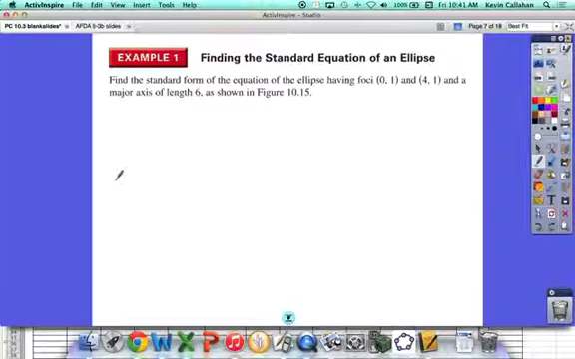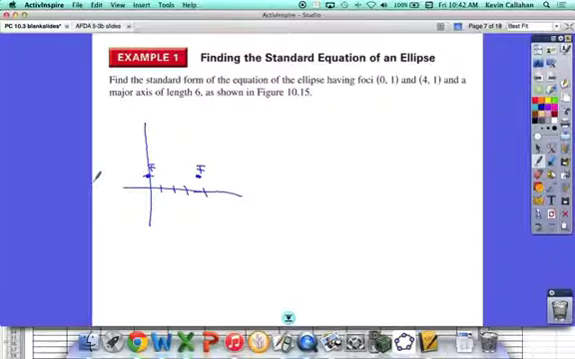0, 1, and 4, 1. So 1, 2, 3, 4. So 0, 1, there's one focus, and 4, 1, there's another focus. So is this thing going to have a major axis which is horizontal or vertical? It's horizontal, right? Because the foci lie on that line. So we know it's going to be something like this.